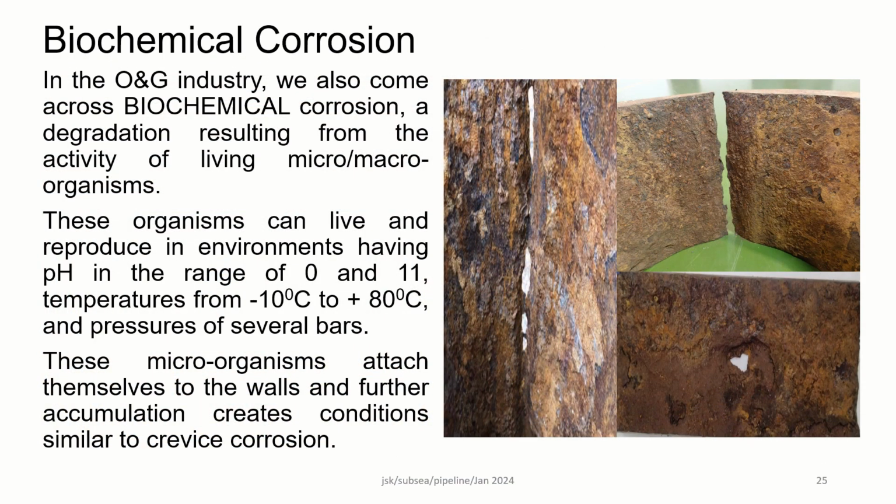Biochemical corrosion is one of the serious corrosions which we are finding in our pipelines. These are the biochemical corrosions. Degradation results from micro or macroorganisms. These organisms can live in different atmospheres and temperatures, and they attach themselves to the walls of the pipelines and cause crevice type corrosion.